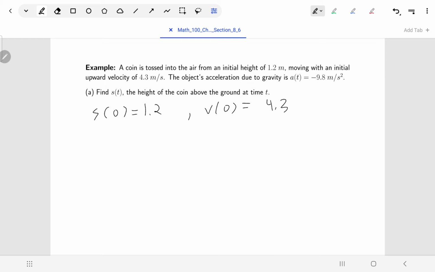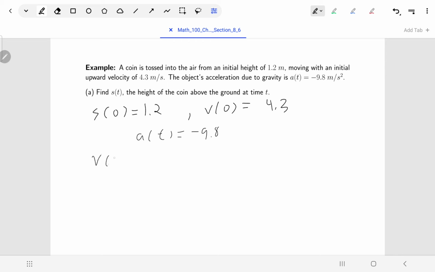If it was thrown with a downward velocity, then the velocity would be negative. That's why the acceleration is negative, because when you fall, you are accelerating towards the Earth. You're moving down, accelerating downward. On planet Earth, acceleration due to gravity is negative 9.8 meters per second squared. So I know that my acceleration function is easy. It's just a constant function.